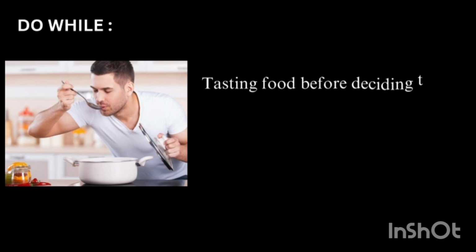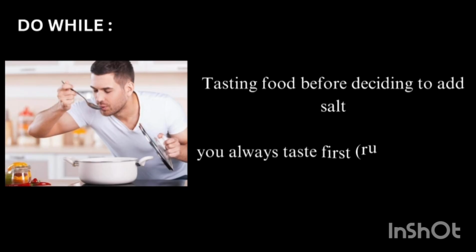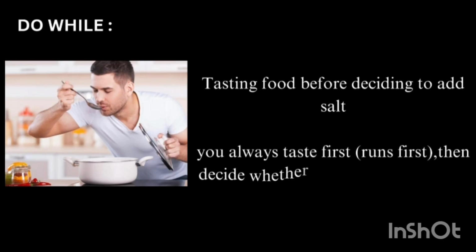The second type is the while loop. A while loop is used when we don't know exactly how many times the task needs to repeat, but we continue as long as a condition is true. Think of filling a water bottle. You keep pouring water until the bottle is full. You don't know the exact number of times you'll pour, but you keep checking the condition. This is a while loop. It checks the condition before each repetition.